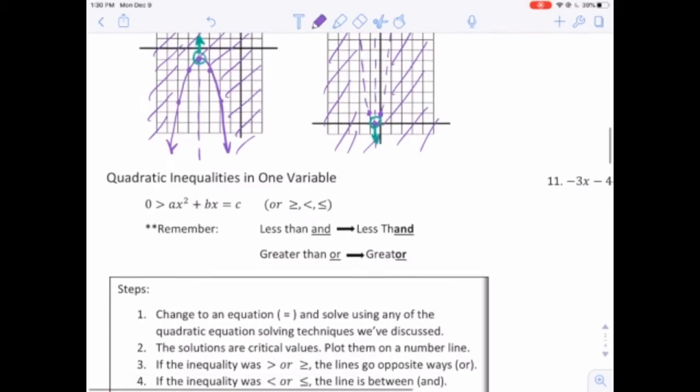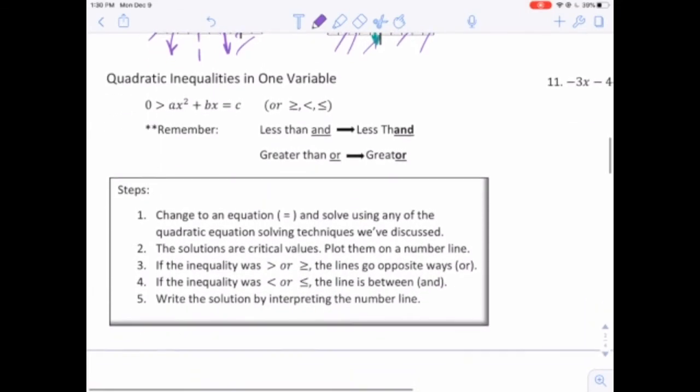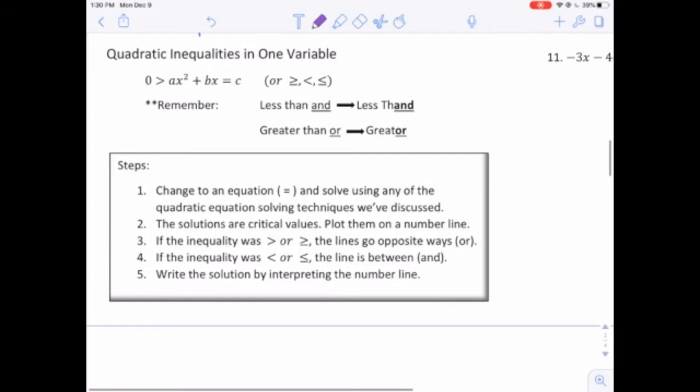All right, so let's look at quadratic inequalities in one variable. So this basically says that we've set y equal to 0 because we want to solve. But because we have an inequality, we're not going to have a single or even two answers for x. We are going to have a range of answers for x. It's either going to be less than or equal to, greater than or equal to a number.